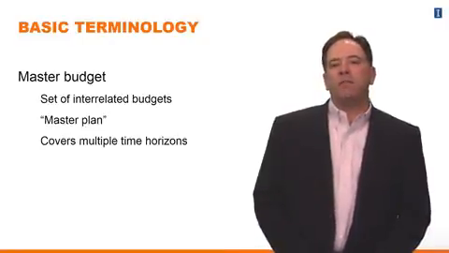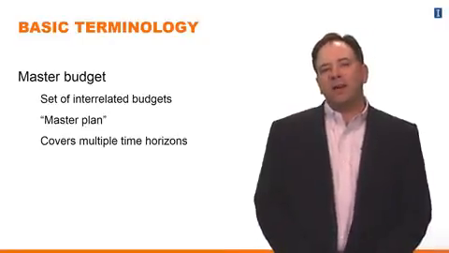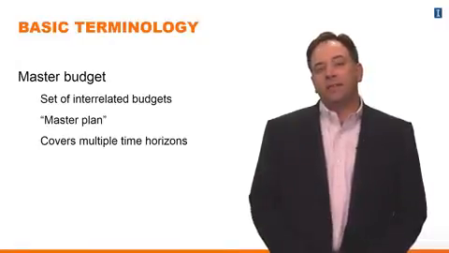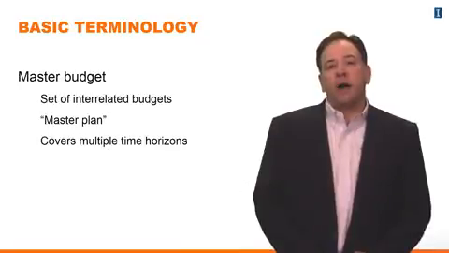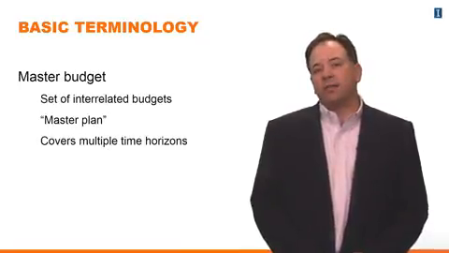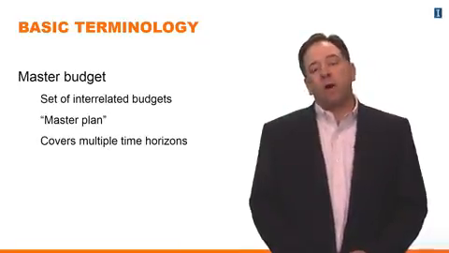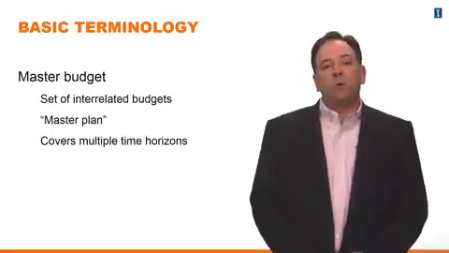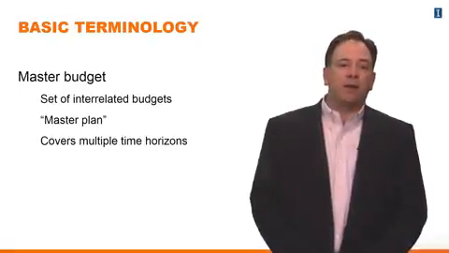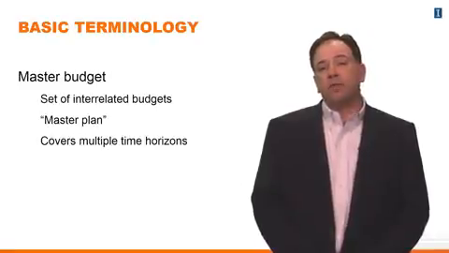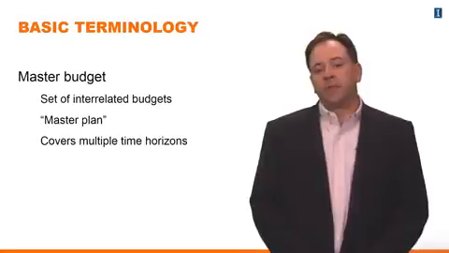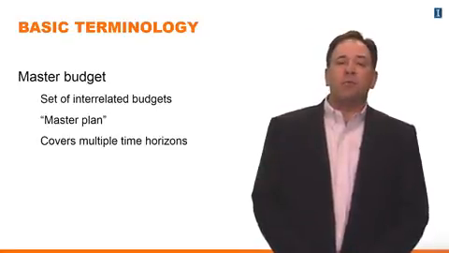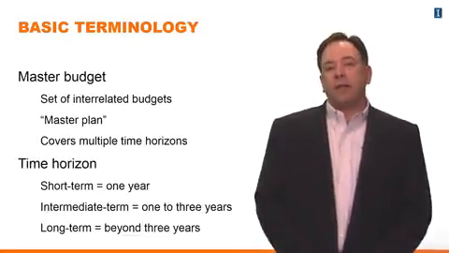So let's talk about some basic terminology. First off, a master budget is a set of interrelated budgets. It's in essence the master plan for the organization for the coming time period. However, it covers multiple time horizons. Again, something as short as a month or even a week, as well as quarterly and annual budgets can be created by firms. And of course, we can create a budget for the long term as well, perhaps the next 5 or 10 years. The time horizons that we'll be referring to, we'll use the following labels.